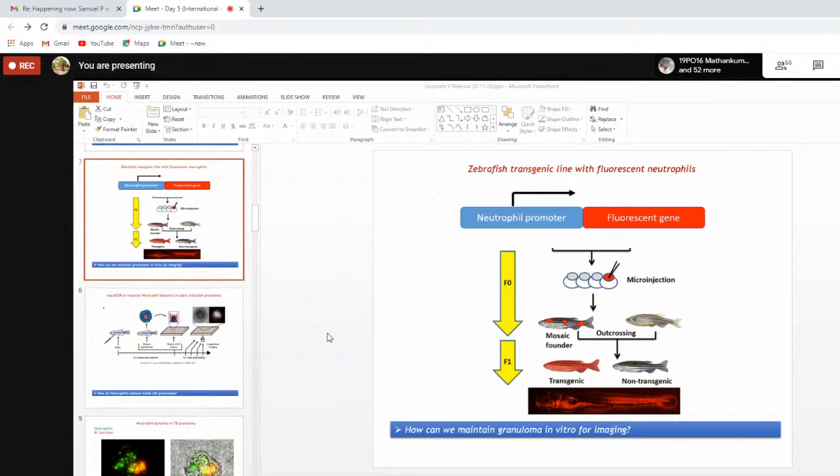The next problem is that you need to find a way to take out the granuloma from the infected fish and maintain it alive for a very long time to visualize neutrophils in it. So how will you do that? Next slide, sir.